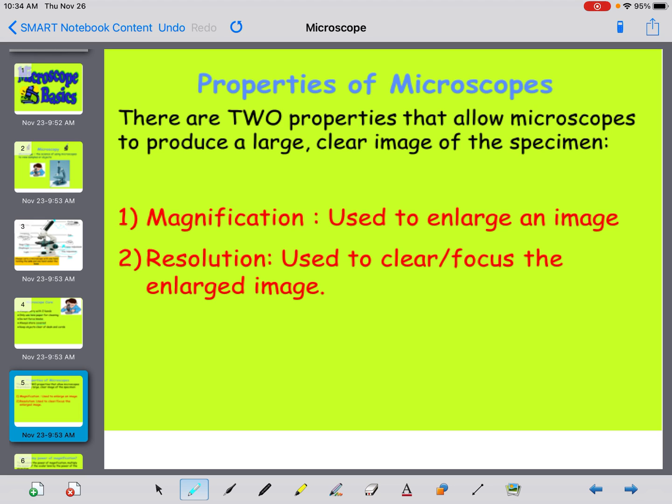So what are 2 things that we look at when we're using microscopes? The whole point is we want to produce a large, clear picture of whatever we're looking at. So there's 2 factors: magnification and resolution. Magnification is talking about how we are making the size of the image bigger. We're taking something small like a bacteria and making it look much bigger by using the lenses. And resolution is what we use that fine adjustment knob for, so we can make a nice, clear, focused picture.